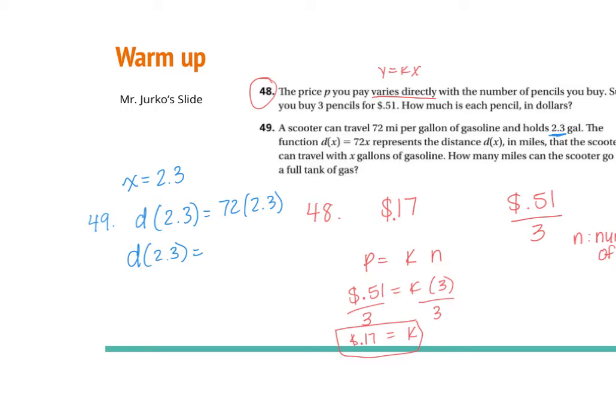What'd you get? I got 165.6. Yeah, or 165.6. Good. Questions? Yep. Mm-hmm.